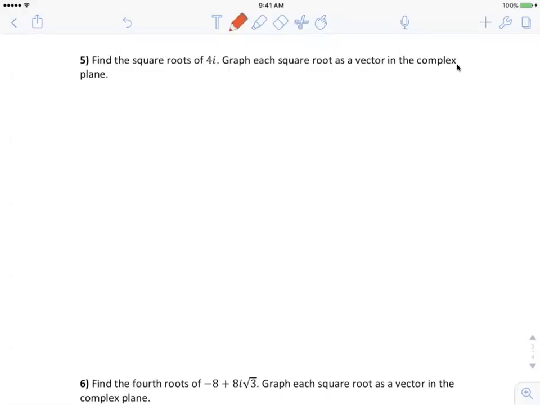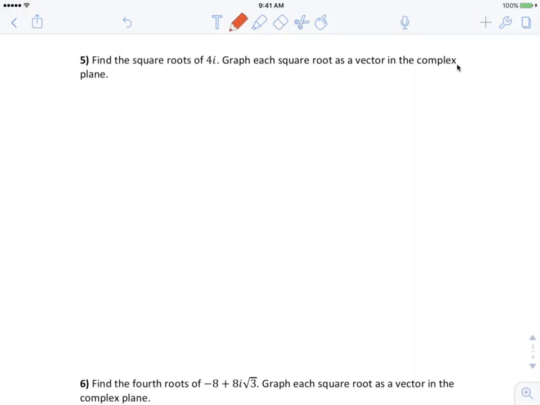Hey class, we're going to continue and finish 8.6. Yeah, this is page 3. Continuing with that, finding the roots of a complex number. So let's try a new one, square roots of 4i.